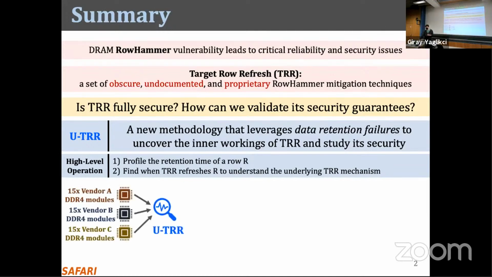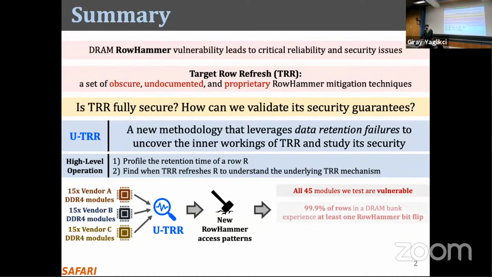So using U-TRR, in this work, we analyzed 15 DDR4 DRAM modules from the 3 major DRAM vendors. Through this analysis, we make several key observations regarding the TRR mechanisms implemented in these modules and craft new custom RowHammer access patterns that evade the TRR mechanisms and cause RowHammer bit flips. So basically, we show that these TRR mechanisms implemented in DRAM today are not really effective, at least not for all different access patterns that can be executed on the DRAM devices.